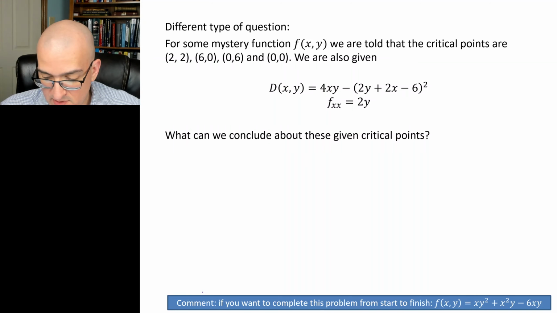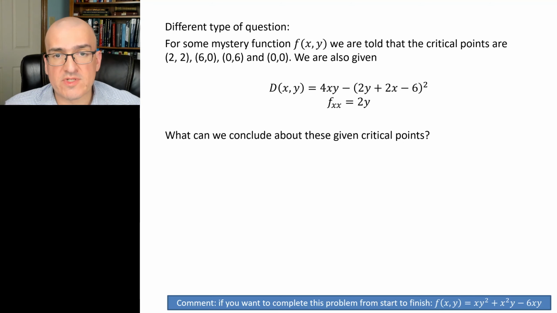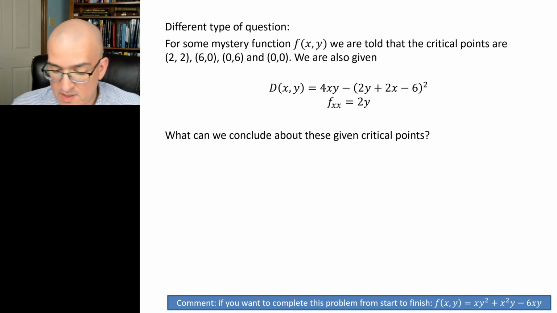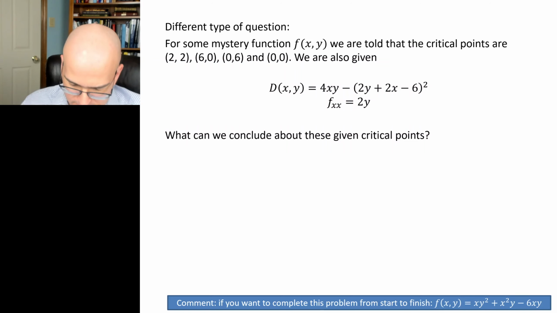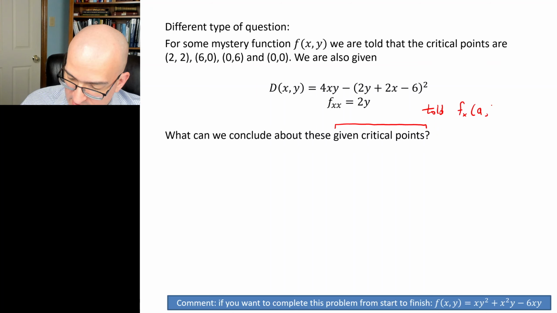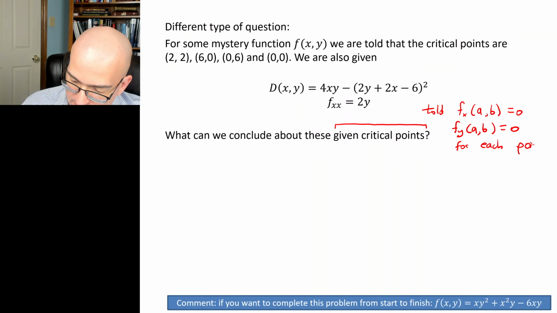Another type of example, I think we already saw something like this in multiple choice format. Here it's not multiple choice format, it's asking us to draw some conclusions about the critical points. So we're told that these are critical points. That's given to us. So we are told that f sub x of a comma b equals 0, f sub y of a comma b is equal to 0 for each point. That's what it means for these to be critical points.